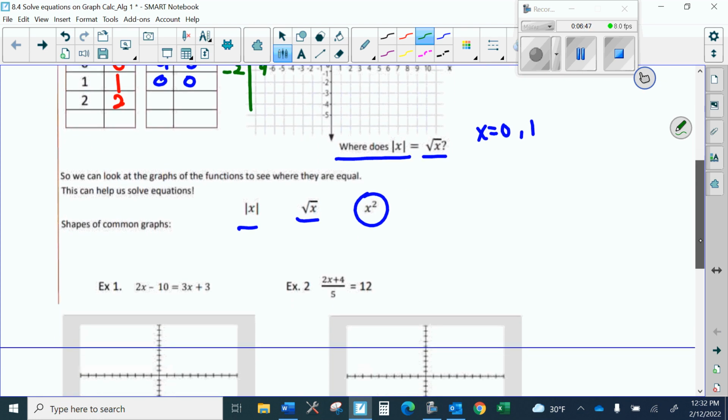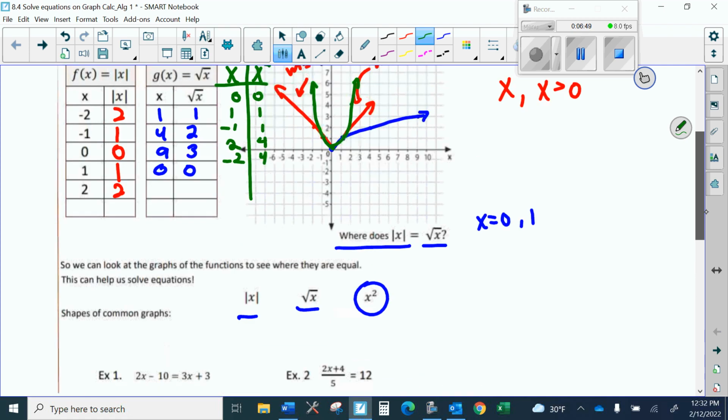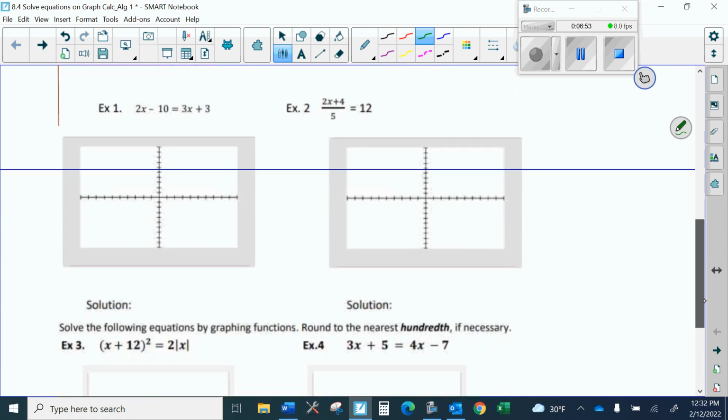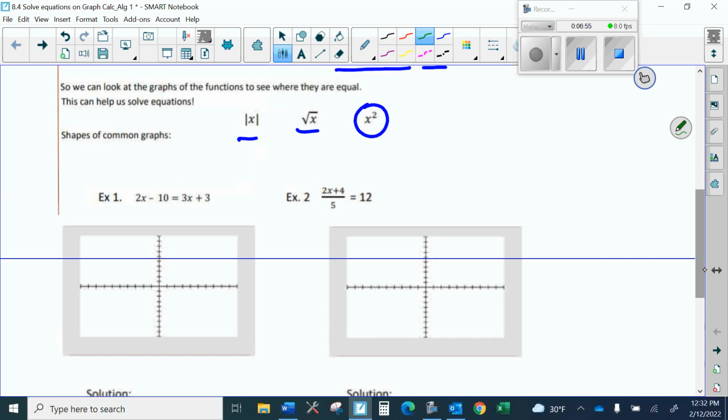Okay, we just talked about the shapes of those graphs. We just drew them right there. Now, what we're going to focus on in this section is how to type things in the graphing calculator and actually get the solution from the graphing calculator. Okay, so you might not have been taught this before. Now you're going to learn it.